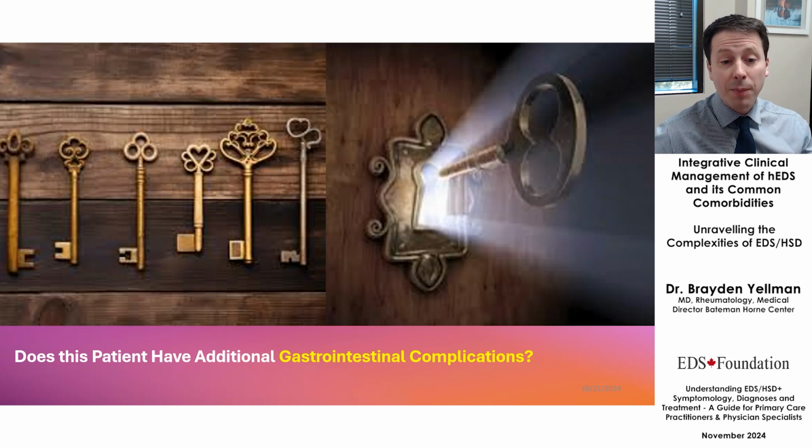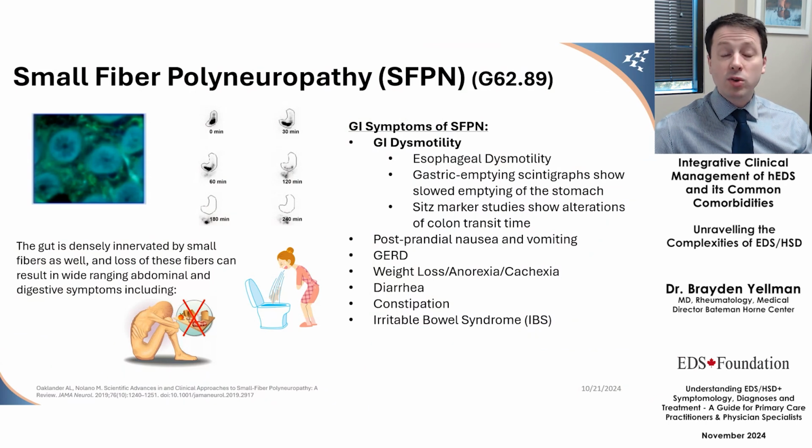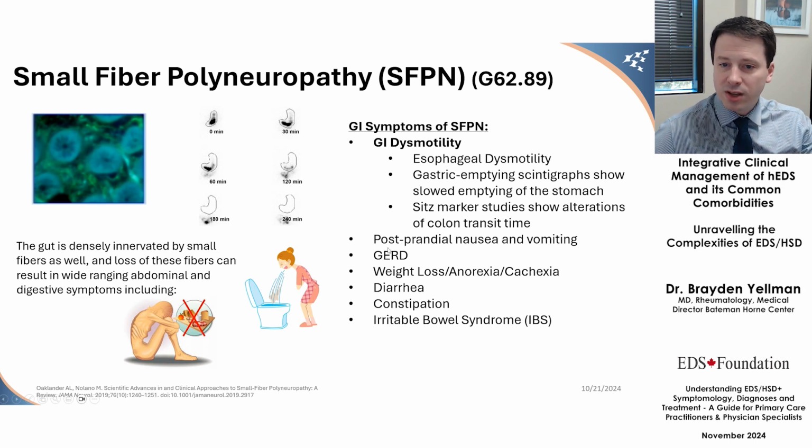All right, does our patient have gastrointestinal complications? Small fiber polyneuropathy, we touched on it before from a pain and hyperalgesia perspective, but small fiber nerves also regulate GI function. So when you have a polyneuropathy, you get symptoms. The gut is densely innervated by small fiber nerves, and loss of these fibers can result in all kinds of abdominal and digestive symptoms, including GI dysmotility, postprandial nausea and vomiting, diarrhea, weight loss, constipation, irritable bowel syndrome, GERD, and the list goes on.